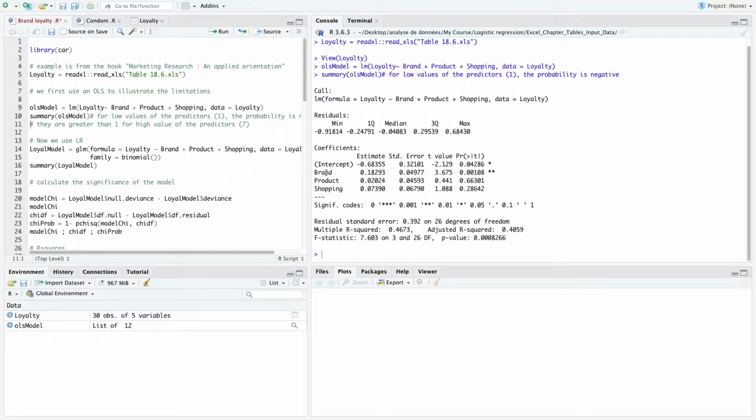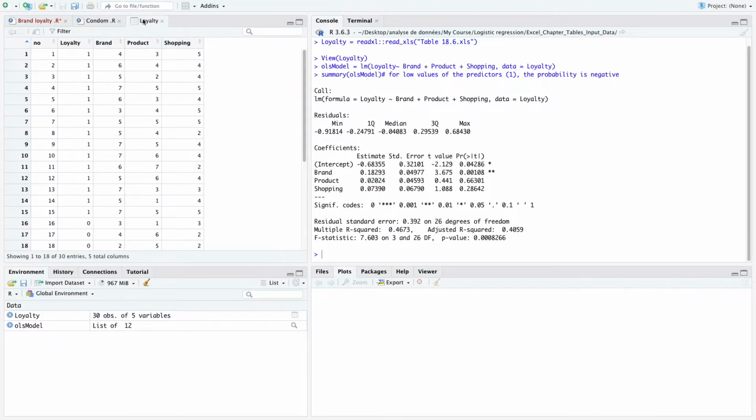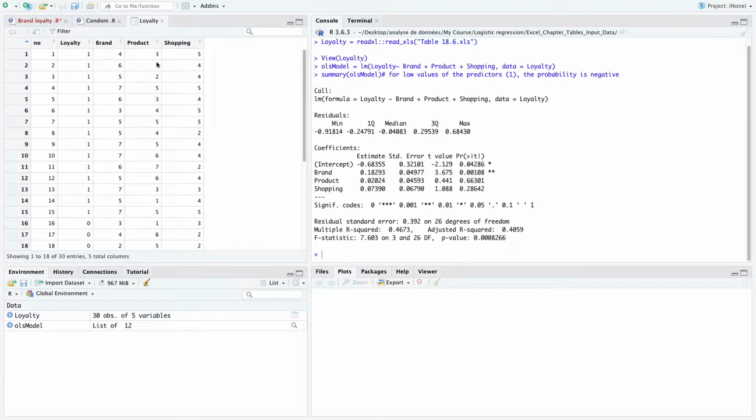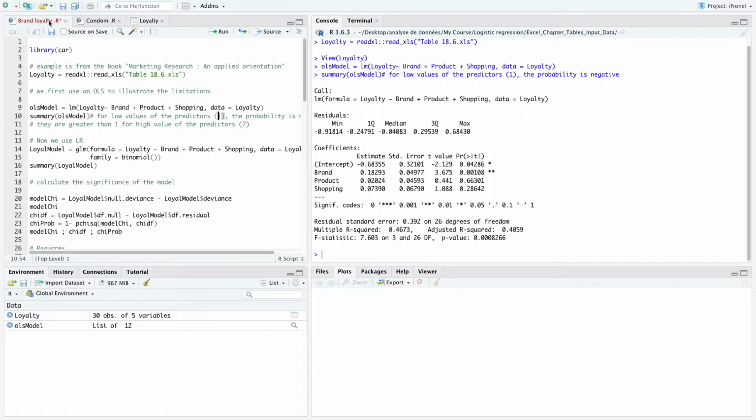However, if we use this model, and these are the betas for the model, we can just plug in ones, which are the lowest values we have. For example, for the brand, it's from 1 to 7 for each variable. So if we plug these values in the model, we will find a negative value, since we have minus 0.68 for the intercept.